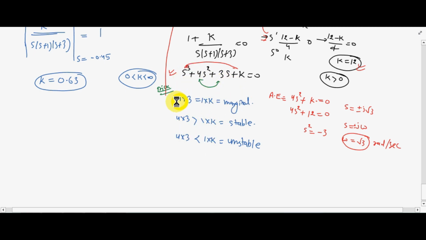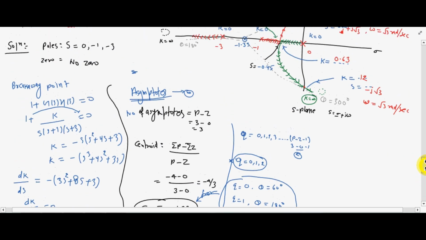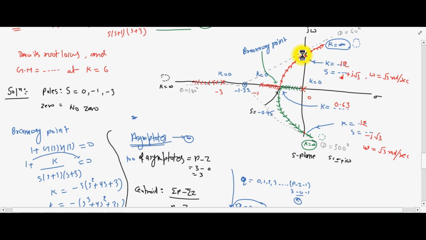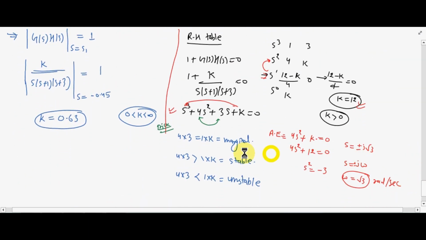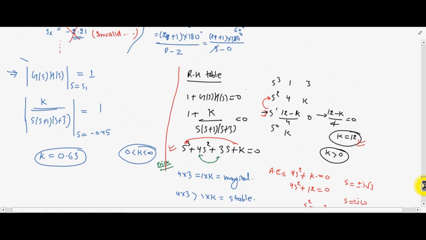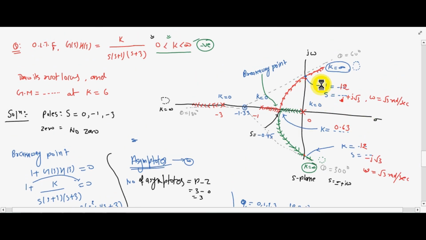Clear? Now see here, for marginal stability, the system should be marginally stable, meaning the roots are located at this point. And for marginal stability, what is the value of k? That should be 12. We have calculated by Routh stability that the value of k is 12. By this trick, we can easily find the value of k. At this point, the value of k is 12.